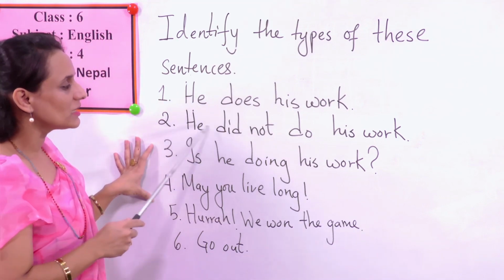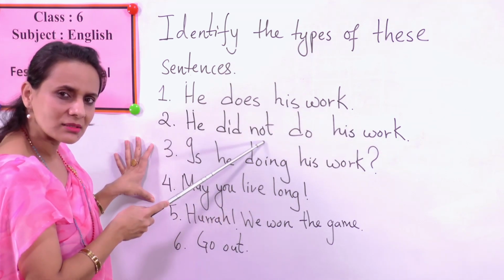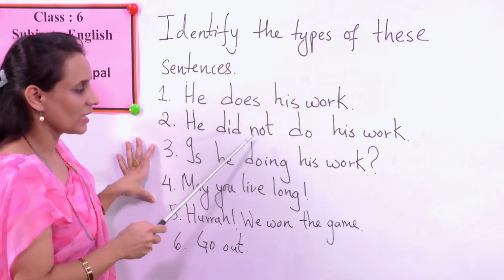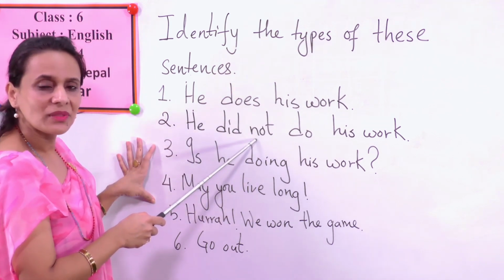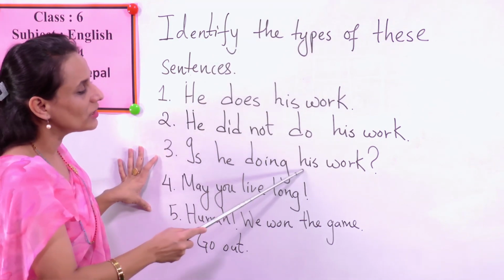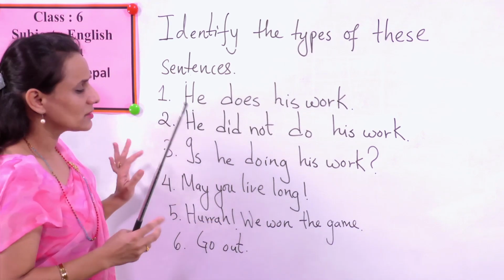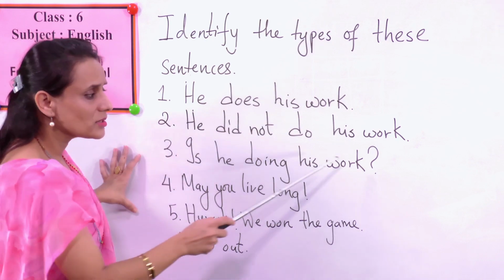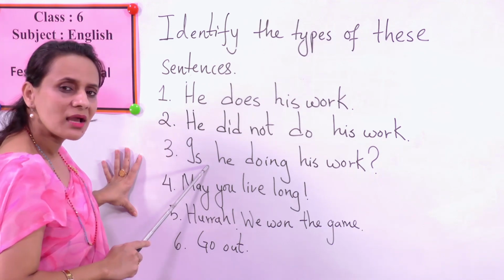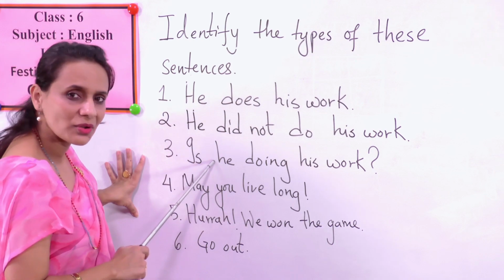Now, the second one, he did not do his work. It is not here. So, what type of sentence is it? Very good. Negative. Okay. This is a negative sentence. Now, the third one. Is he doing his work? This sentence is asking something. And there is a question mark here at the end. So, this is an interrogative sentence. Very good.